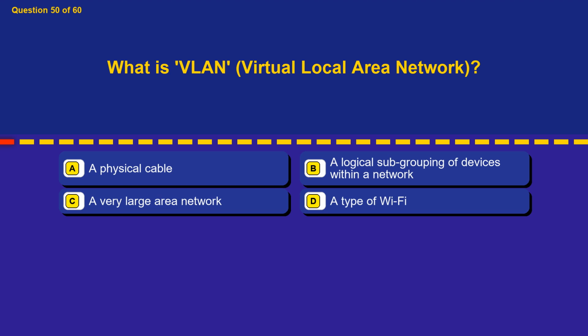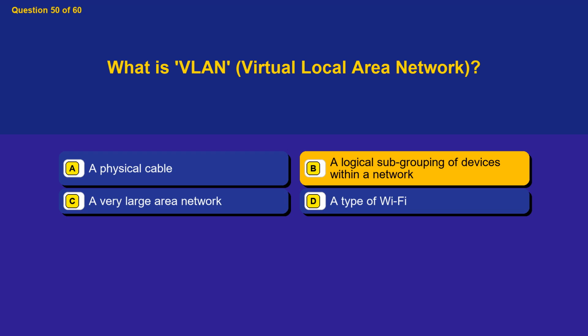Question 50. What is VLAN, Virtual Local Area Network? Option A. A physical cable. Option B. A logical subgrouping of devices within a network. Option C. A very large area network. Option D. A type of Wi-Fi.